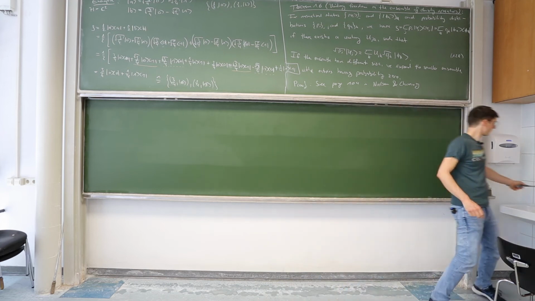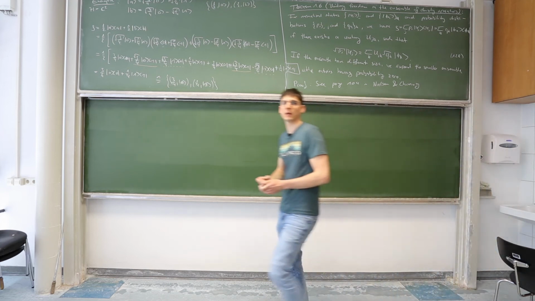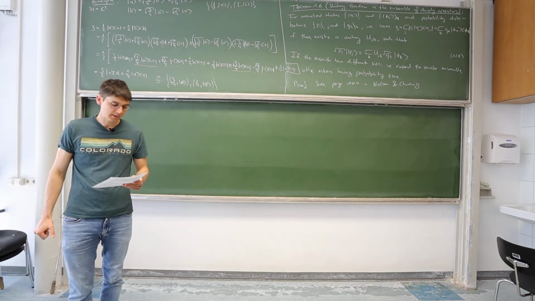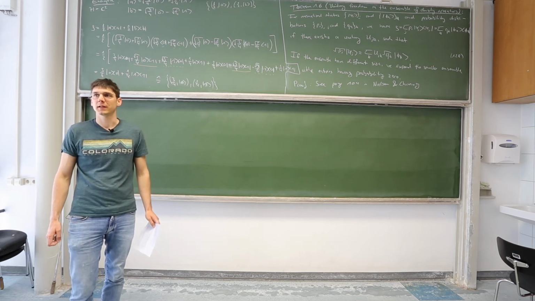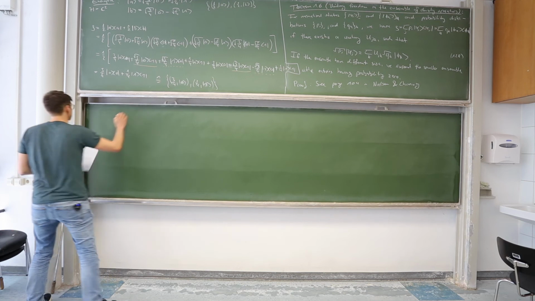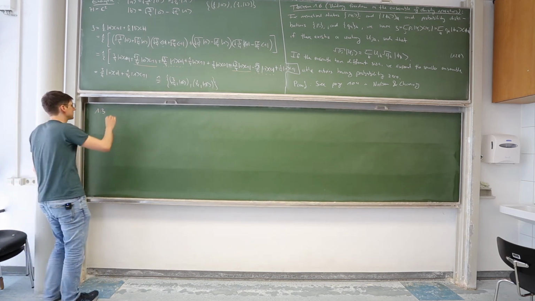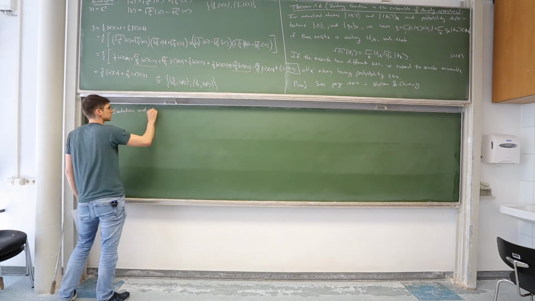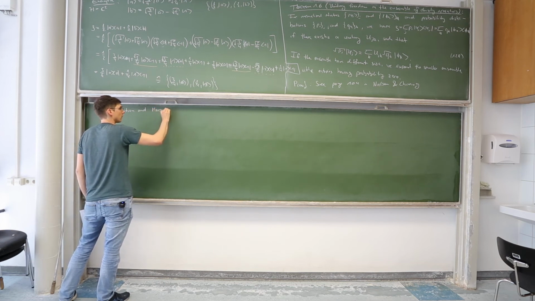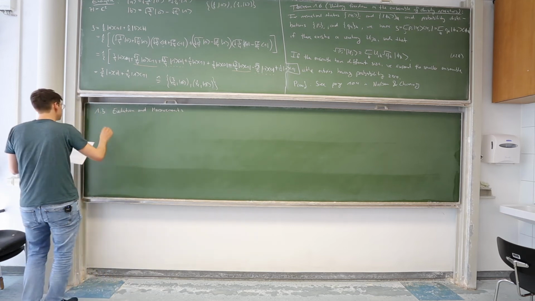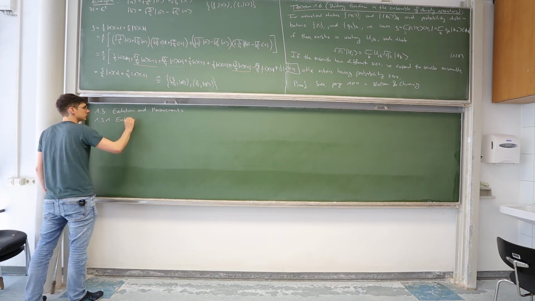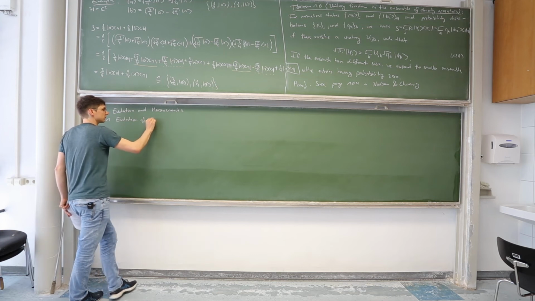So far, we only stated a single postulate, namely that our state space is a Hilbert space with the inner product. And now I'm continuing with our second postulate, stating how states evolve. So we come to chapter 1.3, which is evolution and measurements. And we start with 1.3.1, evolution of states.